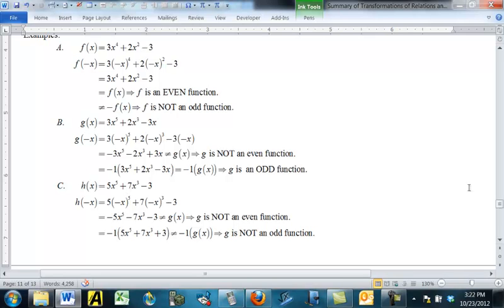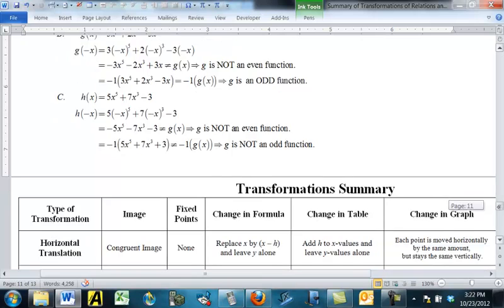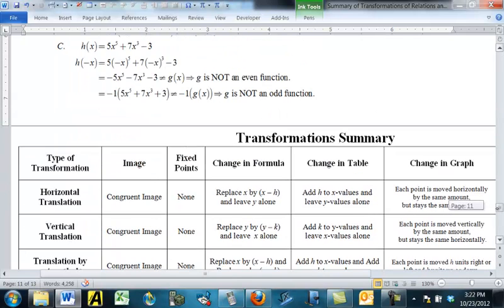If we were to graph that one, it won't have y-axis symmetry or origin symmetry. Might have some other symmetry, but not those two particular ones. We'll do the summary in another video.